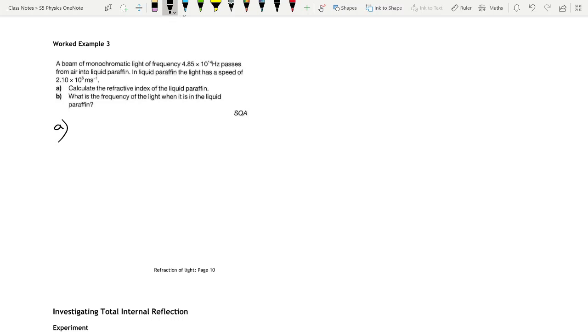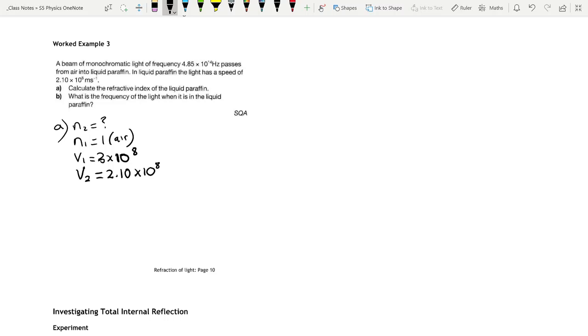So what do we know? We want to find the refractive index in the liquid paraffin, so n2, because it's going from air into liquid paraffin. We also know because it's going from air, n1 is just 1. We don't know anything about angles. We do know, however, the speed of light in air. It doesn't give you in the question, but you just have to know it. 3 times 10 to the 8. And the speed in paraffin, it tells you in the question, is 2.10 times 10 to the 8 meters per second.